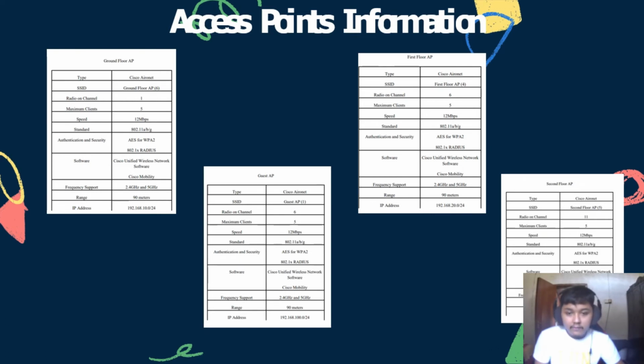192.168.20.0/24. For the second floor, it was a bit different because the radio channel is 11. The speed, standard, authentication and security, software, frequency support and range are also the same, and its IP address is 192.168.30.0/24.